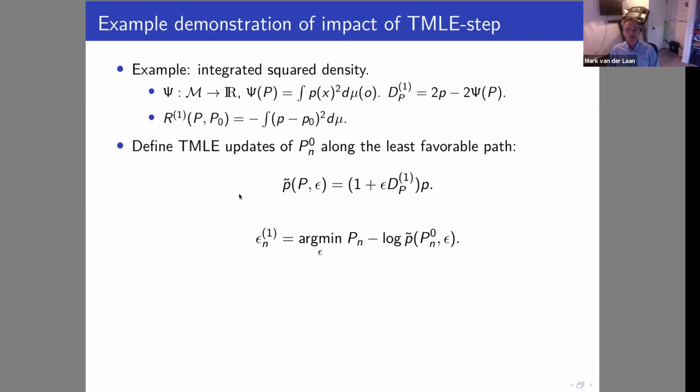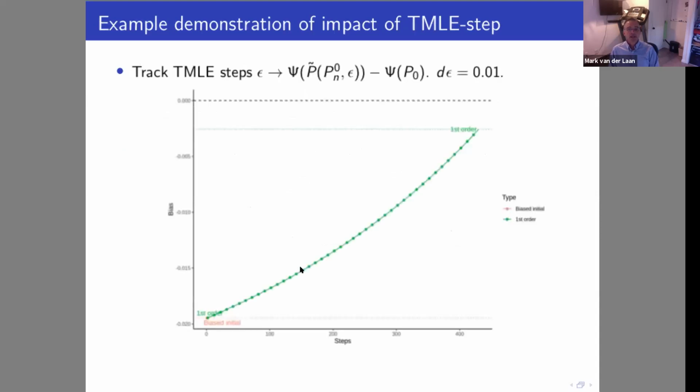And we can do a TMLE update in the usual way. Here is a picture for a given data set where we plot how, when epsilon is 0, you get back your initial estimator. Then along this least favorable path, you move from 0 to the actual MLE. And what happens then to your plugin estimator? You see that it starts with this biased initial estimate, and then it moves towards psi 0. It keeps doing that until the likelihood is maximized along this path.